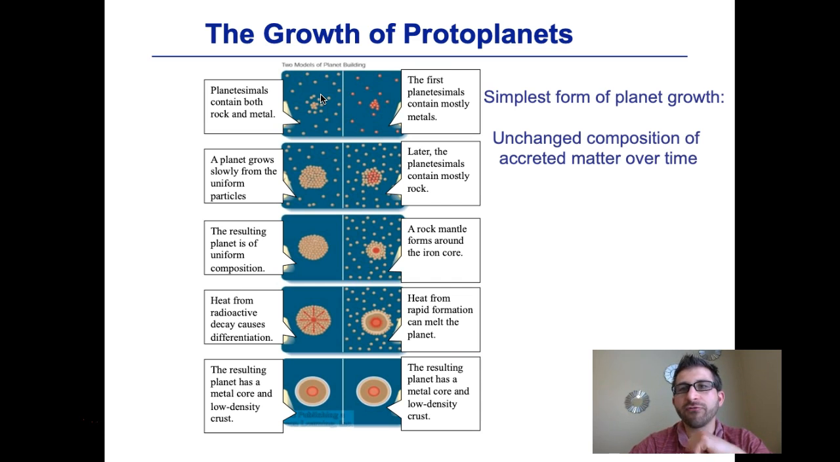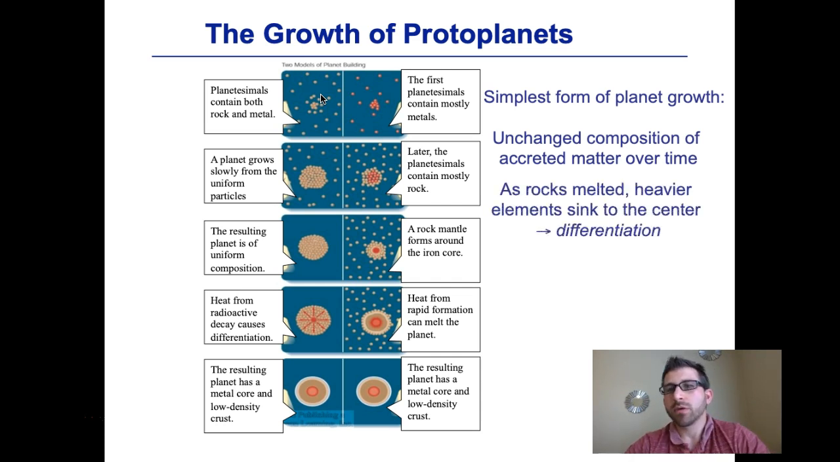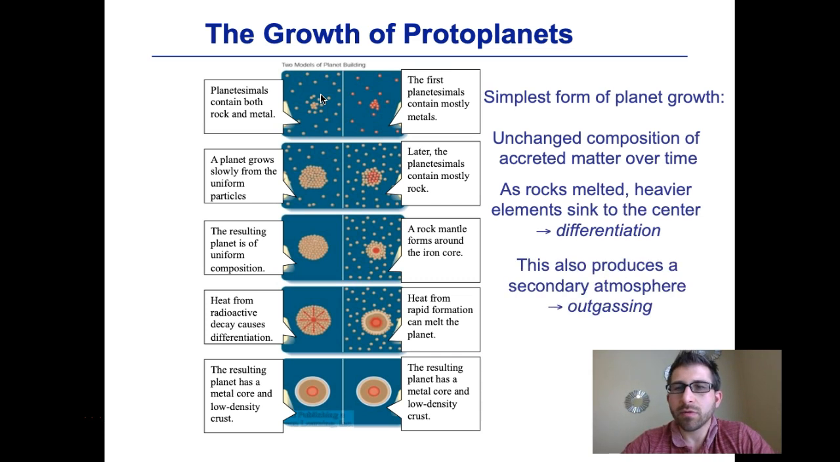The simplest form of this would, of course, be unchanged composition over time, that the matter accreted in a particular order. This outgassing process, where we have the material forming in this order, is thought to be one of the running theories for how Earth and other planets in our solar system were formed.